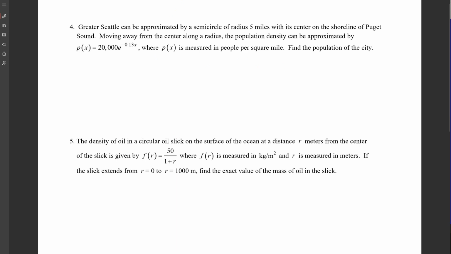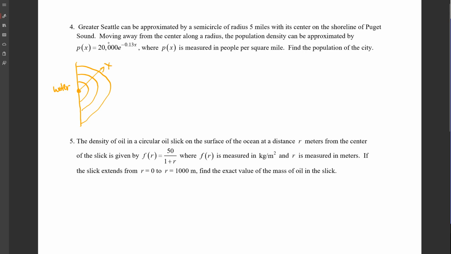Let's look at number 4 together. This says the greater Seattle area can be approximated by a semicircle of radius 5 miles with its center on the shoreline of Puget Sound. So cities like Seattle don't have a whole circle around them because they've got water on this side. So their population density increases as they get further and further away from the city center, but it only increases in semicircles rather than in full circles. And so your r is going to be increasing this way.